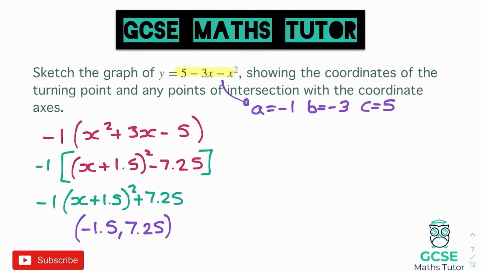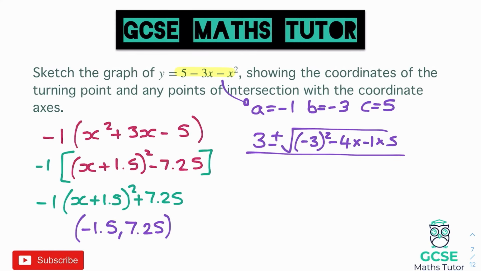But if we put those into the quadratic formula, let's have a look. So we have minus b at the start, so that's positive 3 now when we flip that, plus and minus the square root of b squared, so negative 3 in brackets squared, take away 4 times negative 1 times 5, and that's all over 2a, or minus 2. Two lots of minus 1.